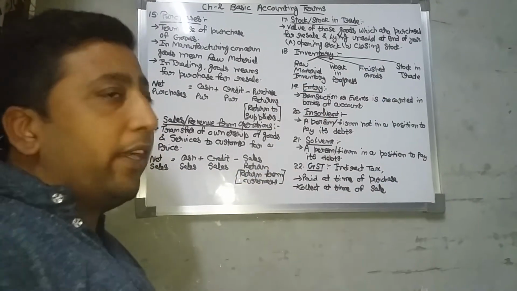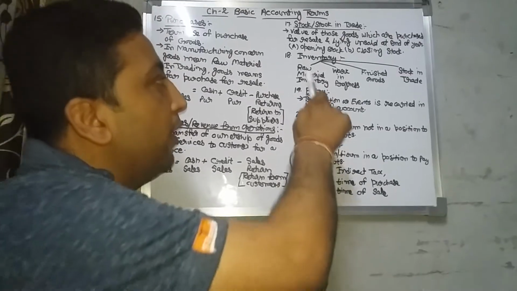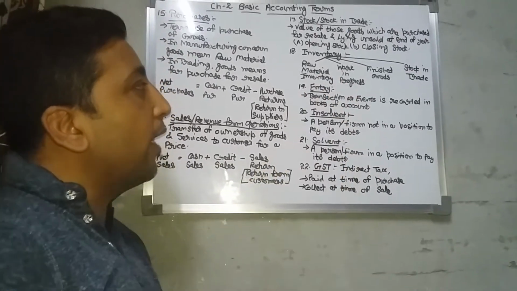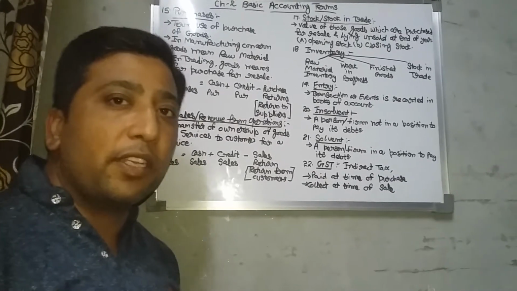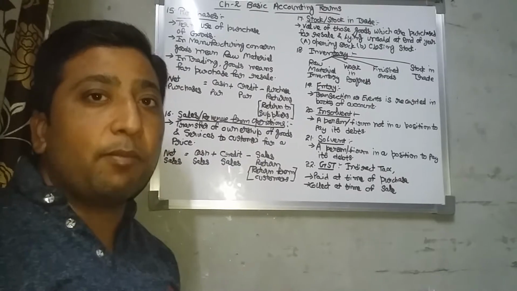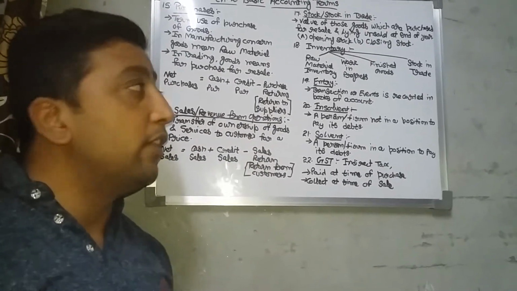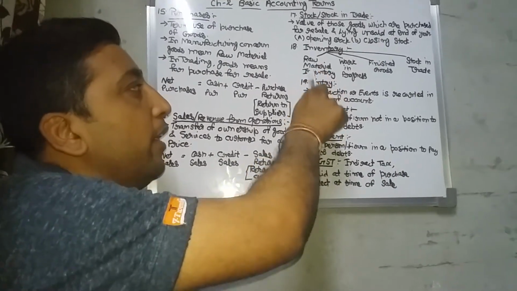So next is inventory. Inventory may be closing as well as opening inventory. These are of four types. First is raw material inventory. In a manufacturing concern, you have to buy the raw material, because whenever you start production, raw material is needed. So the stock of raw material is known as raw material inventory.